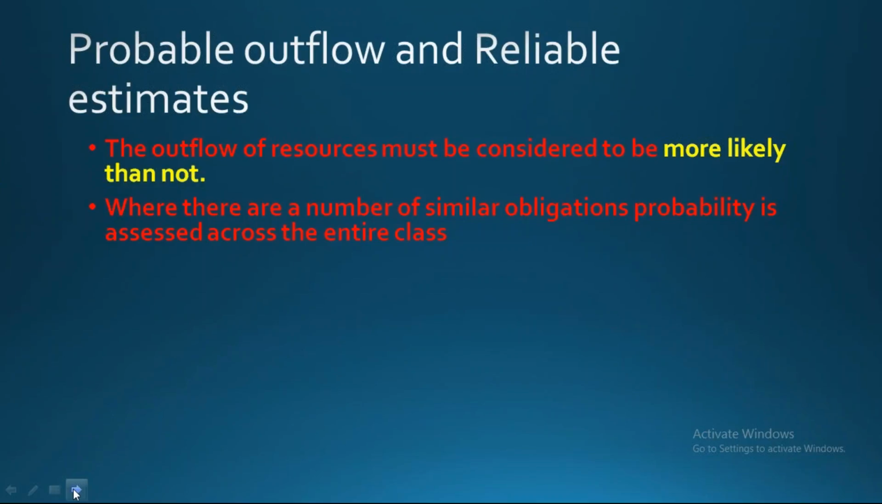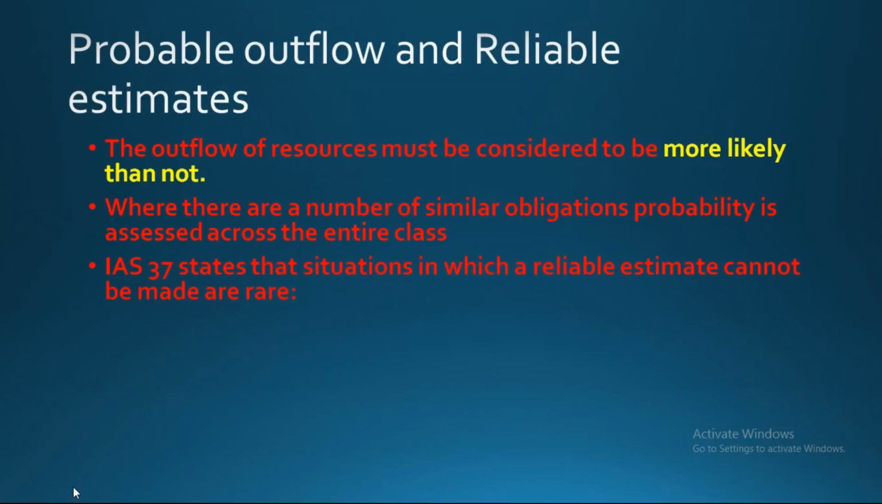You have to calculate all the probabilities, the aggregate of probabilities, and see if it is more than 50. Just because one is 60%, if all the others are below 50, you don't need to provide for it. You have to look at the aggregate across the entire class and then provide for your obligation.